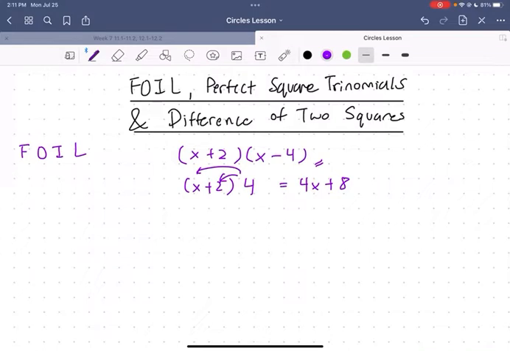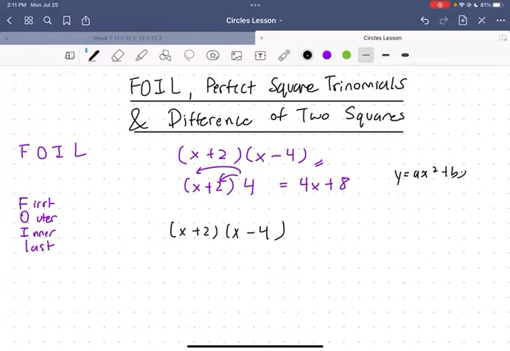So FOIL stands for this: first, outer, inner, and last. And you'll see what I mean in a second. Going back to the example, we were just using x plus 2 and x minus 4 in order to multiply this and turn this into standard form, which standard form is, by the way, ax squared plus bx plus c. Standard form is just one way to write a quadratic equation. So you're going to do the first, outer, inner, last, like I'm going to show you.